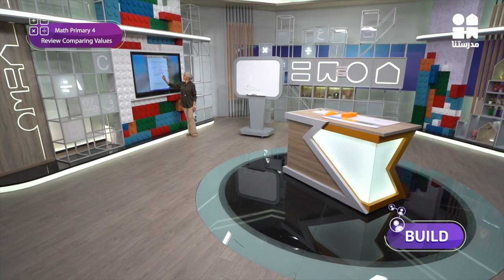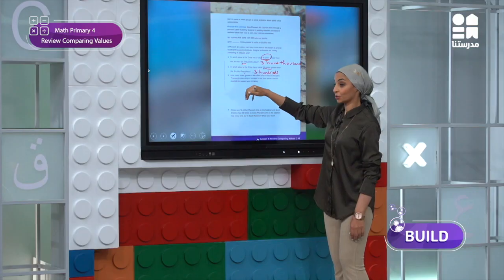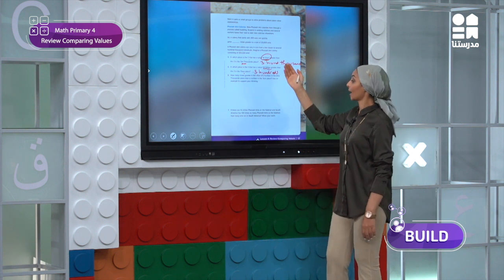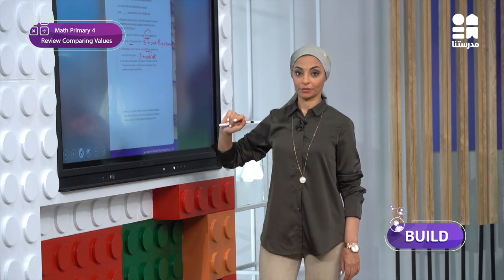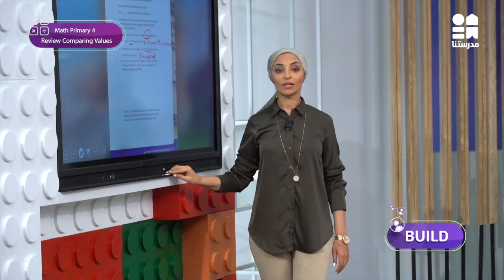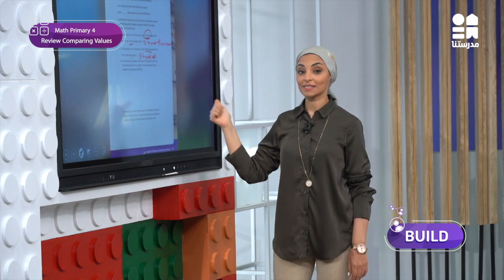Now, as you see here, the answer is 300. Why? Because 3 in the ones place, if I move 1 place to the left, it will be 30, and if I move 2 places to the left, it will be 300. Okay? Now, I will give you time to think about the answer of problems 6 and 7.